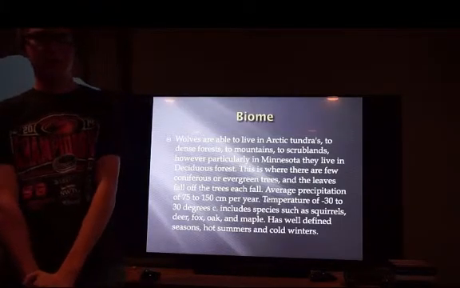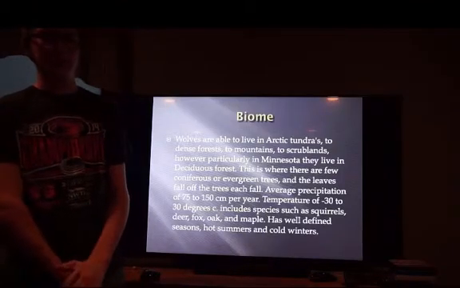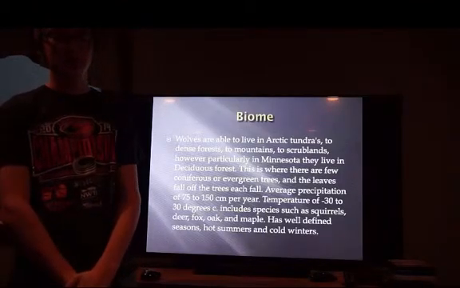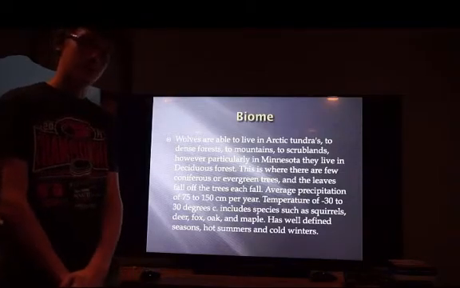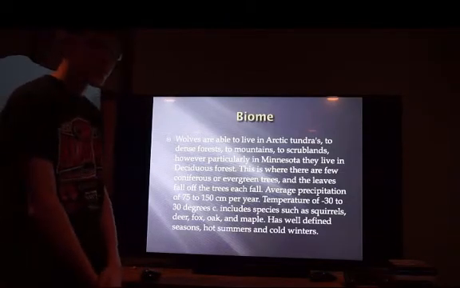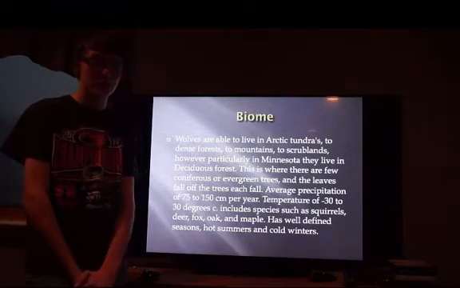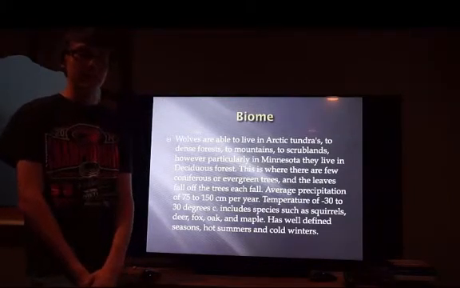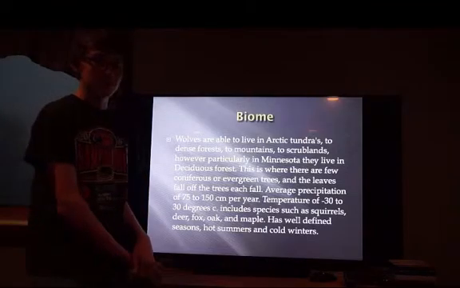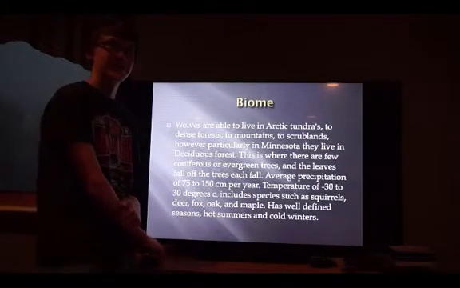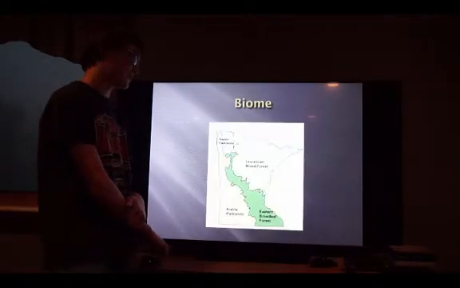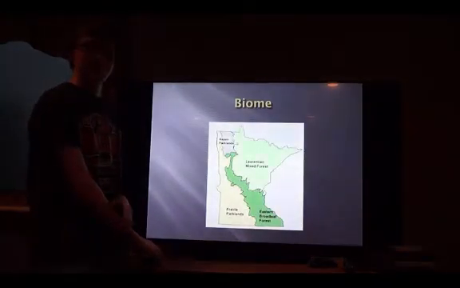The average precipitation is around 75 to 100 centimeters per year, and temperatures range from negative 30 degrees Celsius to 30 degrees Celsius, and it includes species such as squirrels, deer, fox, oak, and maple. It also has well-defined seasons. There are hot summers and cold winters. That's the biome.